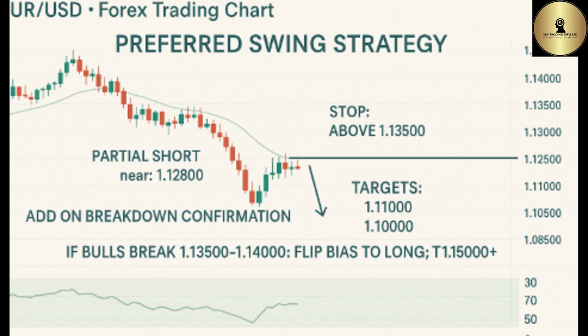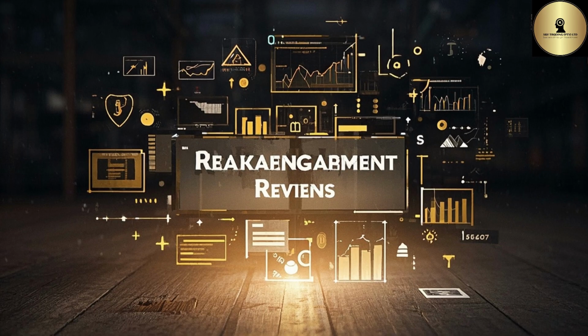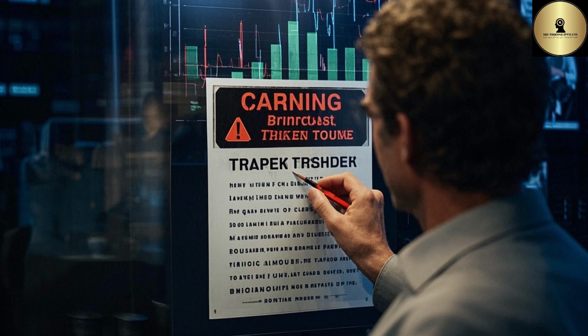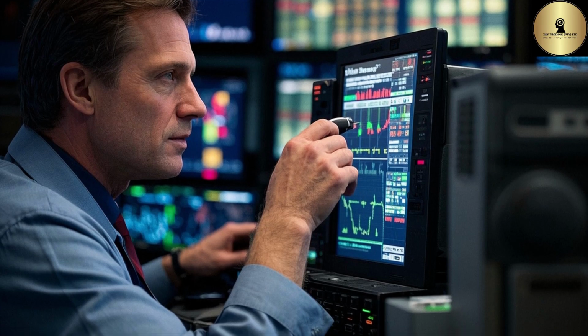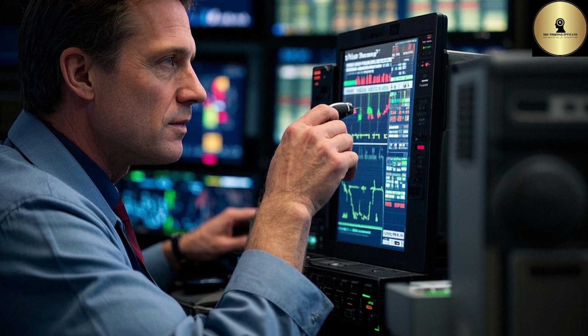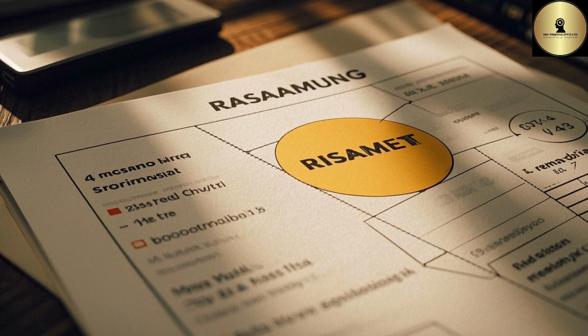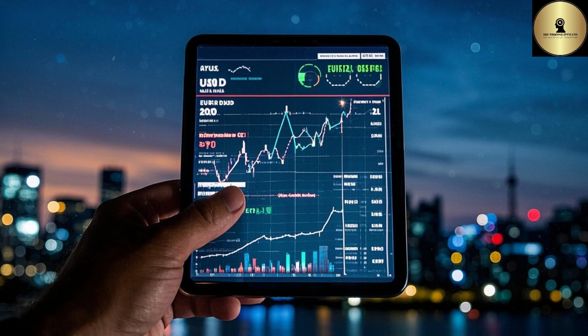Alternatively, if the bulls break the 1.13502 to the 1.140 level, we will flip our bias to long, and our targets in such a situation will be the 1.150 plus levels. Here are some risk management tips for you. Traders, tread lightly this week. Reduce sizes or widen stops on swing trades. Don't over-leverage into Thursday. Lock in some profits mid-week. Consider options for controlled risk.